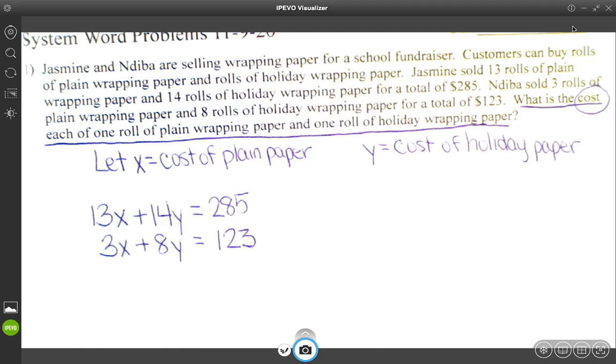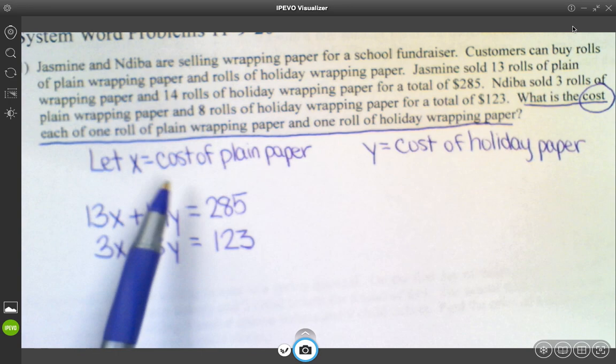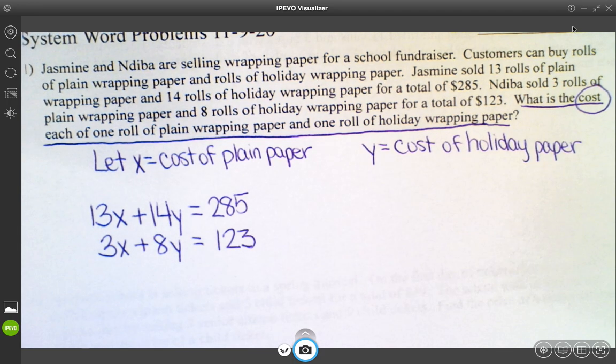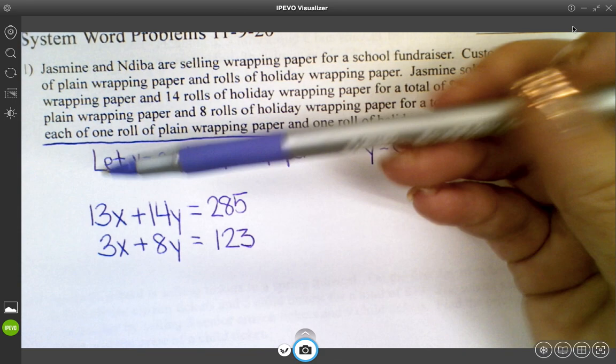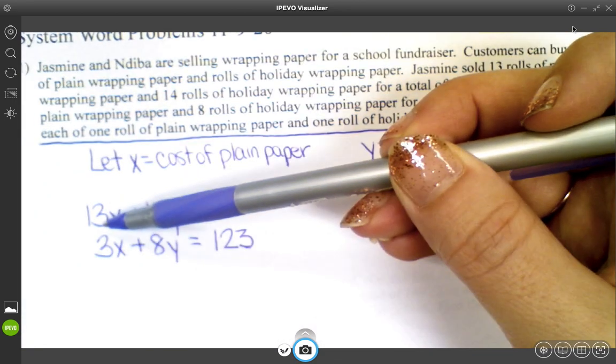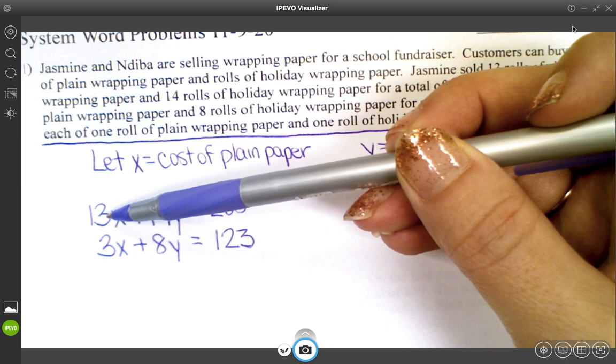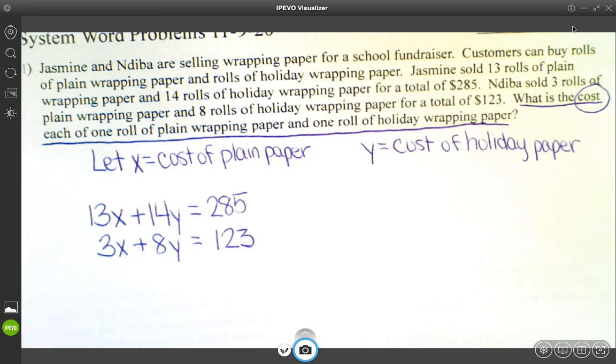So the first thing I'm looking for is that you identify your variables, and then we're going to write the equations. Now at this point, we are ready to solve. So we don't have anything that eliminates, so we are going to have to multiply. If you don't know right off the top of your head what to multiply by, would you agree that if you wanted to get the x's to eliminate, you would multiply the top by 3 and the bottom by 13? You would just do the opposites there.